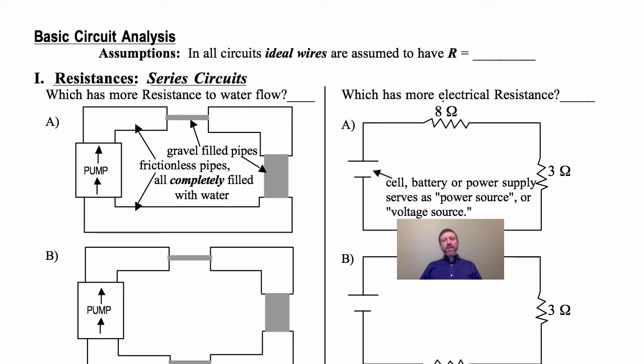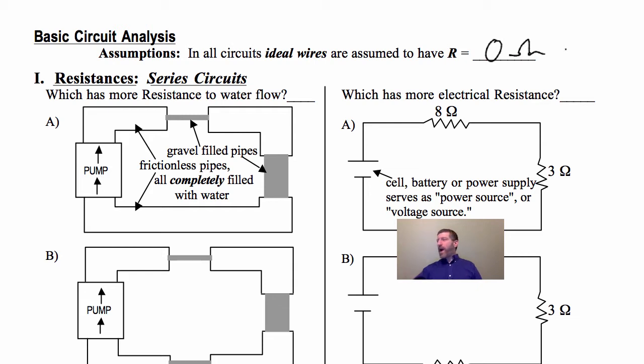Now, first of all, we need to get this assumption right: in all circuits, ideal wires are assumed to have resistance 0 ohms. Although they don't really have 0 ohms, a typical wire might have a hundredth or a tenth of an ohm if it's not a very good wire. But for the purposes of this lecture, we're going to assume these wires have 0 ohms of resistance.